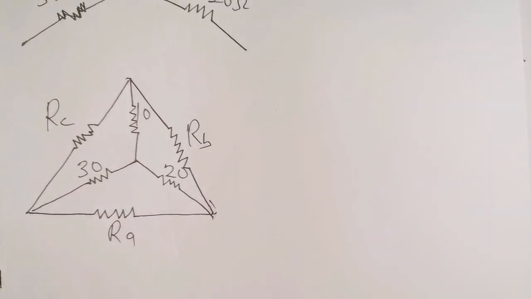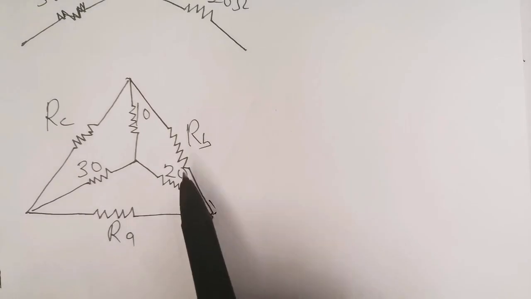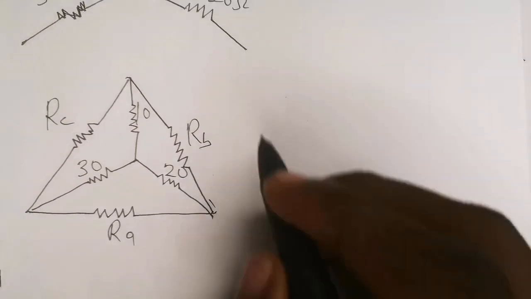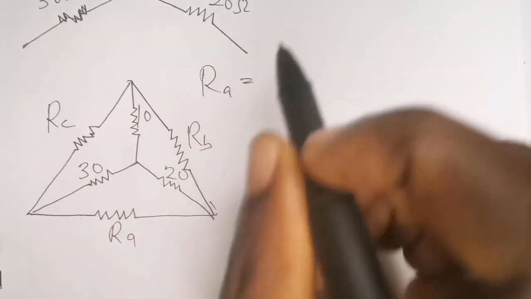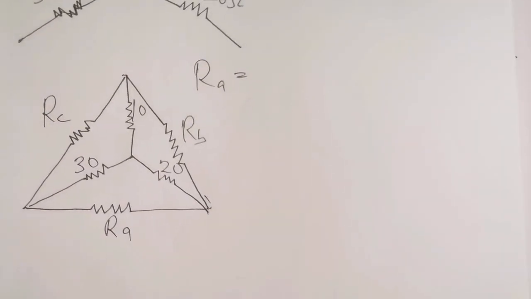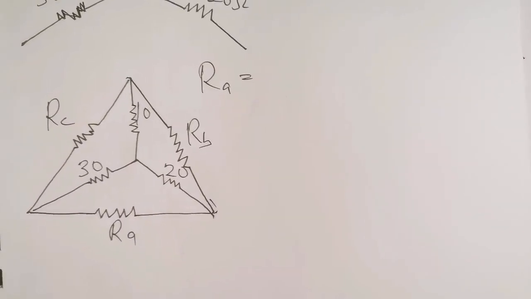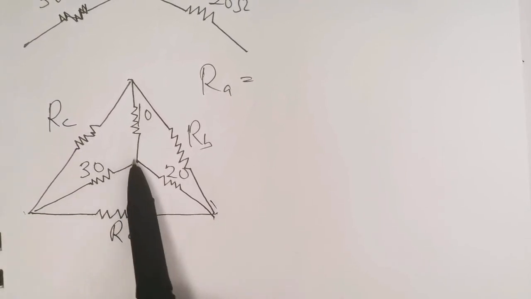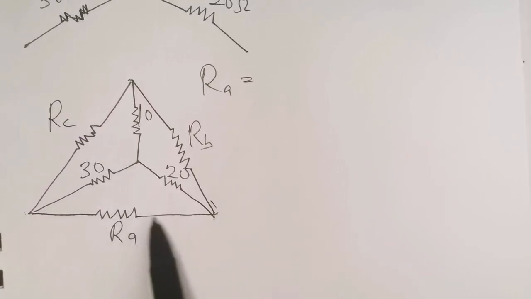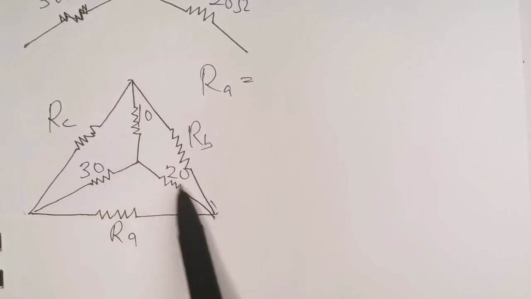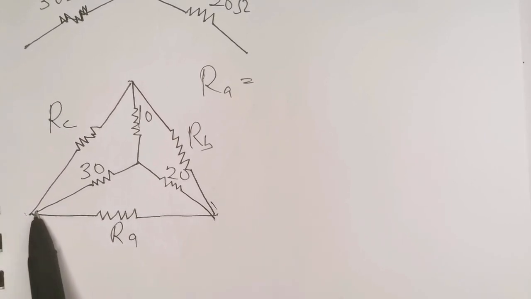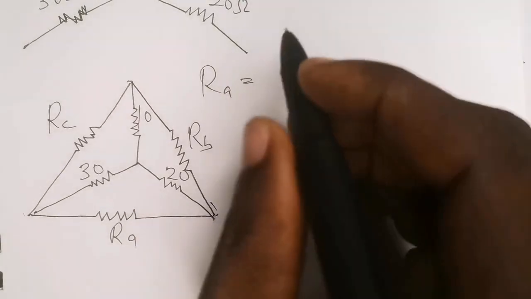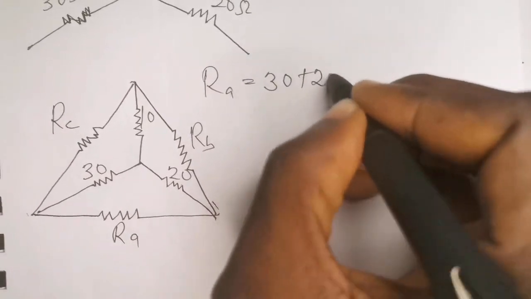In the previous video, I said that in order to find RA, you look for the loop that forms a close and complete triangle with RA. The loop that forms a complete triangle with RA goes from here to this point, and this. This is the loop that forms a complete triangle with RA, and on this loop we have 30 ohms and 20 ohms. So you find the sum of 30 and 20.